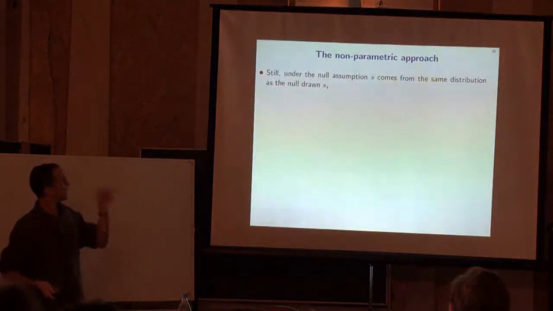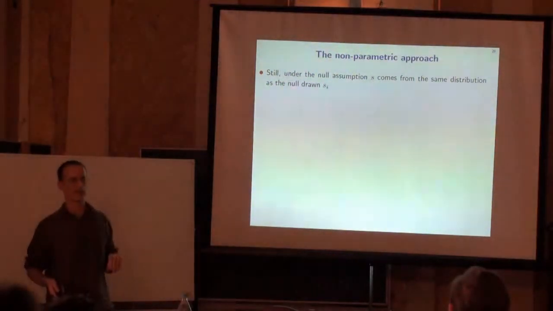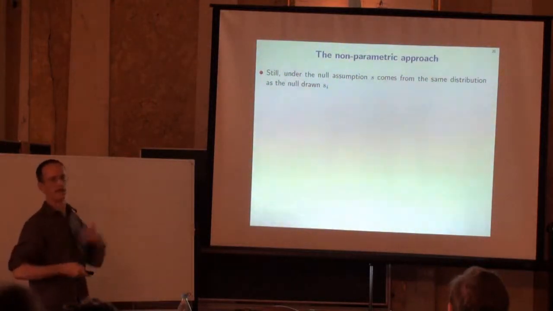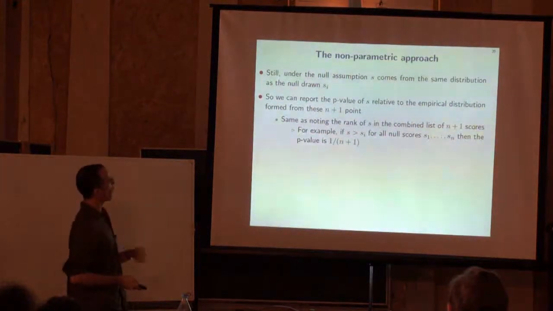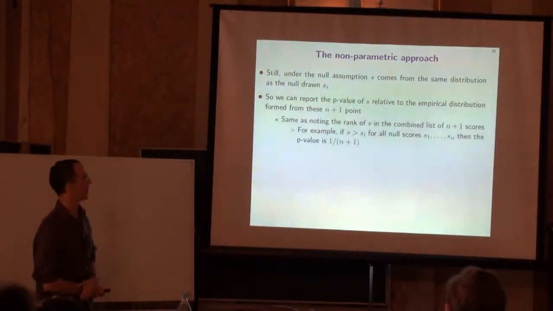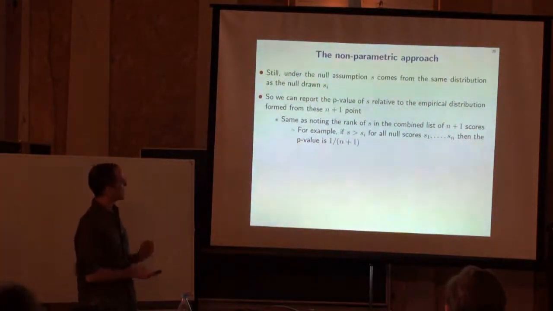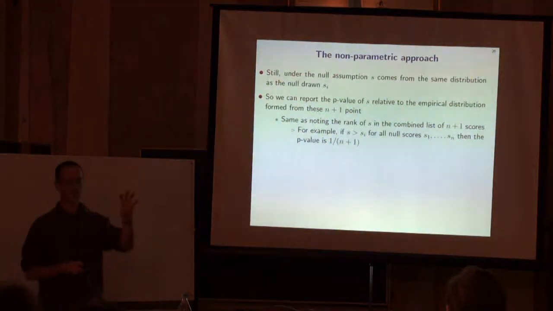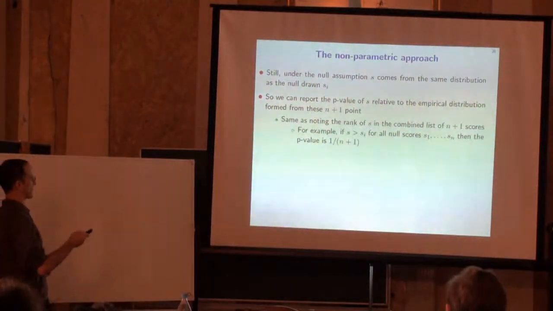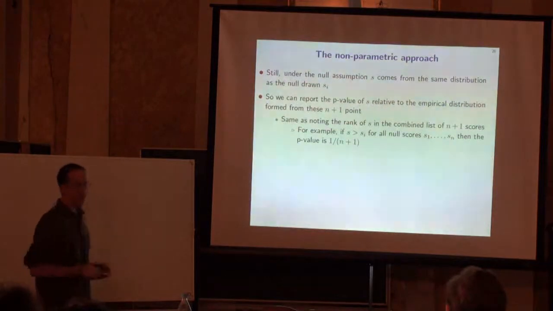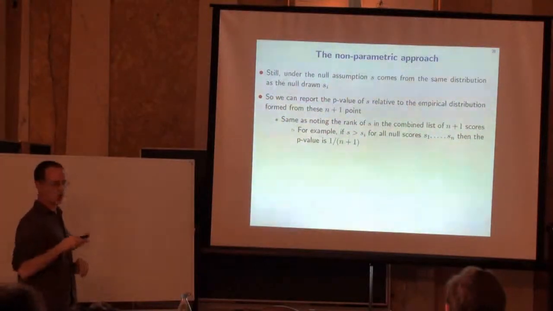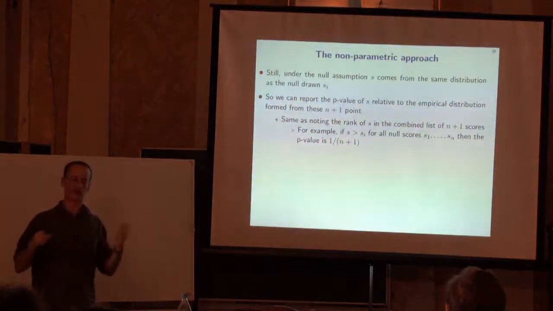Still, under the null assumption, the observed score itself came from the same distribution as these 50 sample points. So I can join it in, and I have 51, or n plus 1, points. And I can report the p-value relative to the empirical distribution based on these n plus 1 points. As an aside, that's the same thing as noting the rank of the observed score in the combined list of n plus 1 scores, the n null scores and the observed score. So for example, if my observed score is higher than all the 50 other null scores, then my p-value will be 1 over 51.